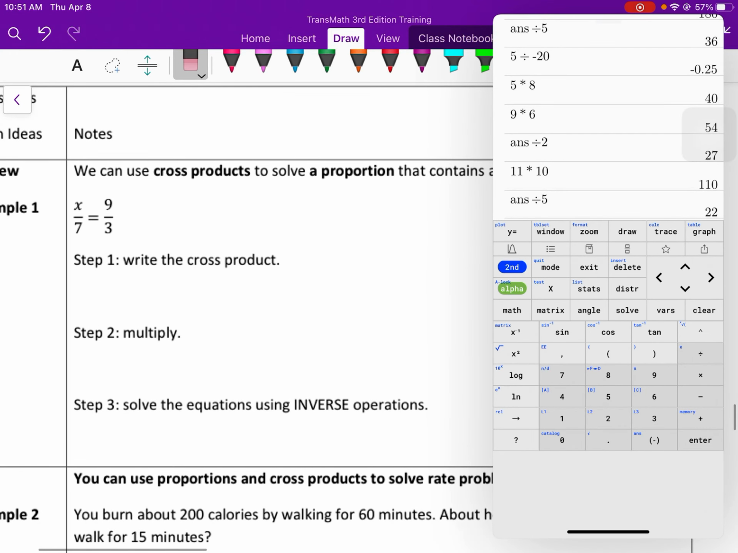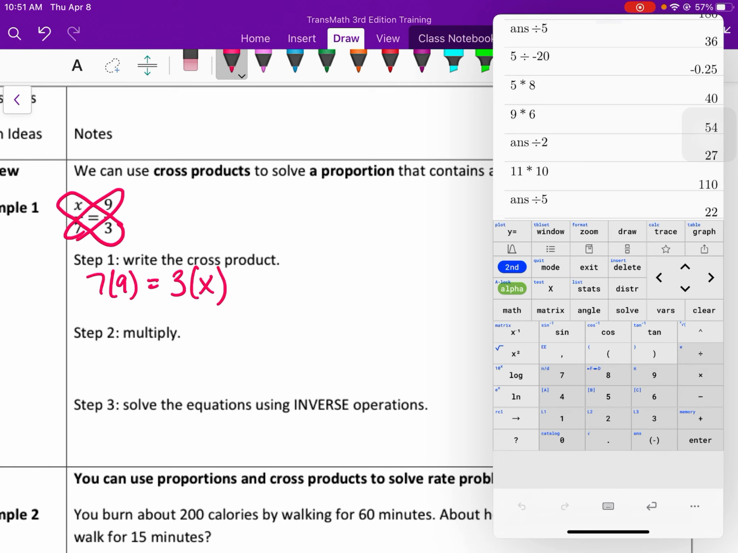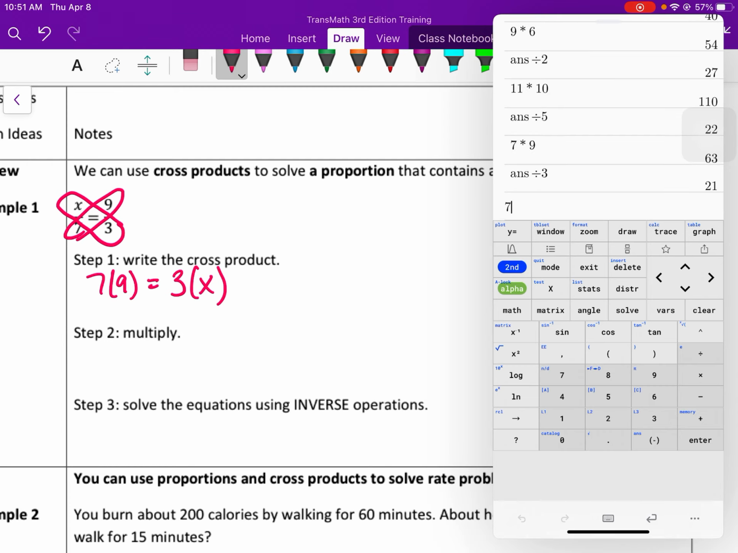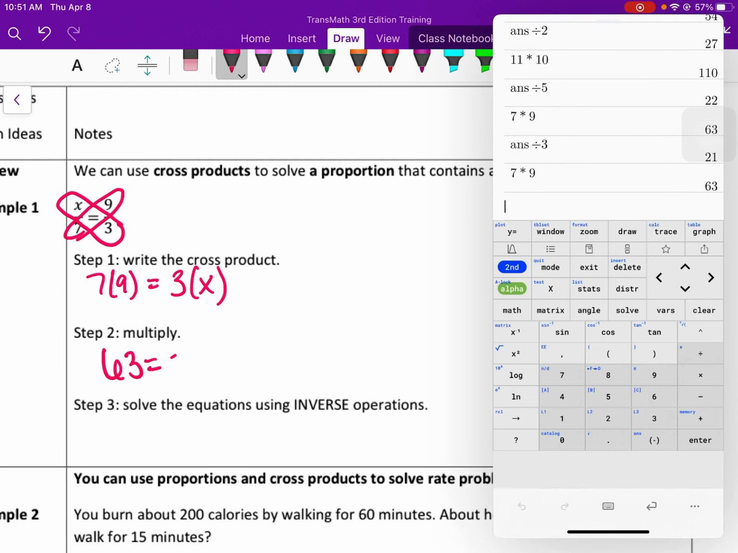Okay, so you are going to be multiplying the products. So here you're going to do 7 times 9 equals 3 times x. 7 times 9 is 63, and that is equal to 3x. So 63 divided by 3 equals 21. So x is 21.